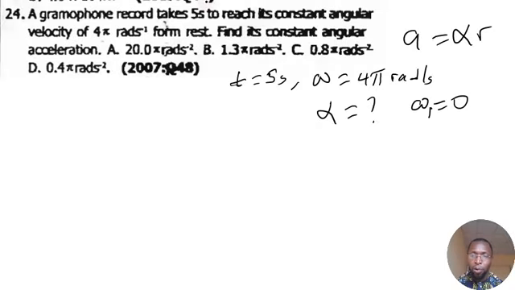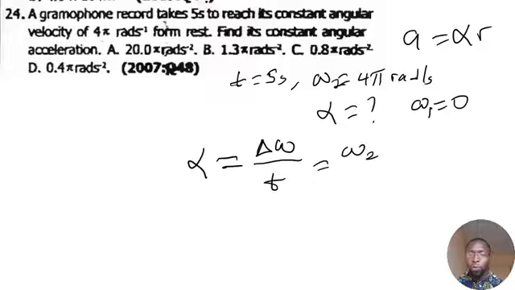Anything from rest means 0, while the final one, which is omega 2, is this. So remember, the formula for acceleration is usually change in velocity over time. The same thing applies to angular acceleration too. Angular acceleration will be change in angular velocity over time. So this is another formula again, which is W2 minus W1 over time.